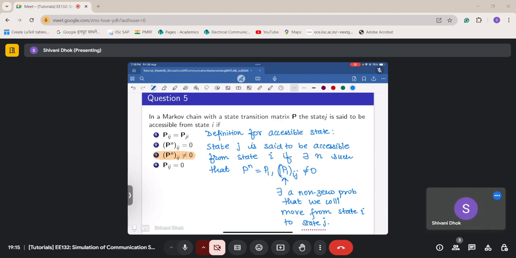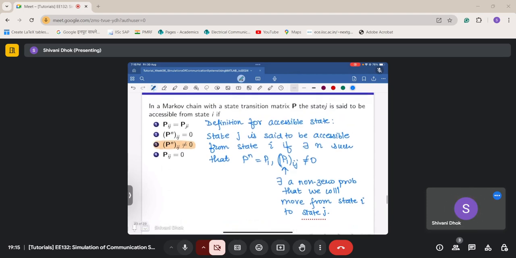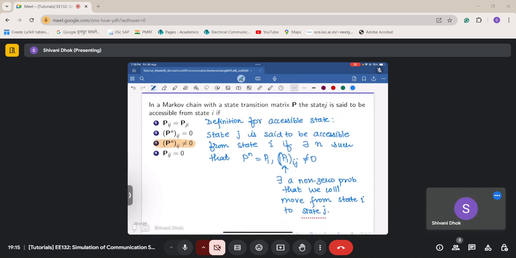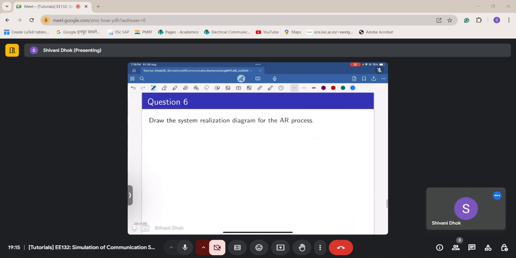Okay. So I think this concept will be discussed in detail in coming weeks. But for now, just take this as a definition of accessible states. I don't want to get into details of Markov chains for now. Just take this as a definition. Okay, so this third option is the correct option. If you have any questions, then let me know. Otherwise, I'll move on to the sixth question now.